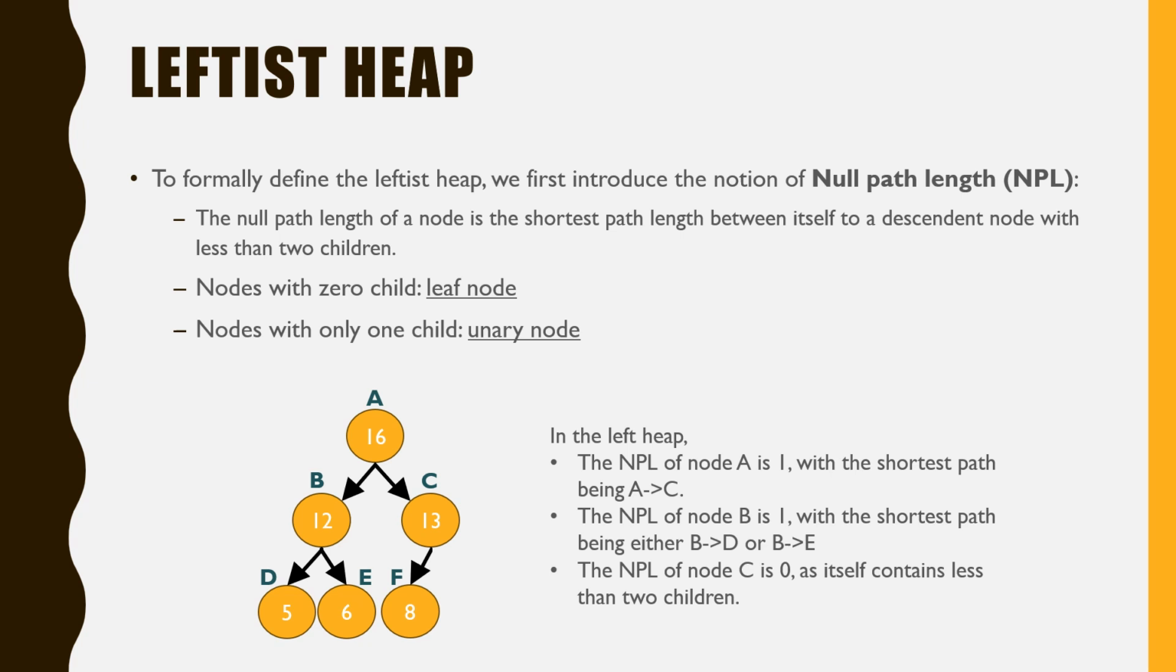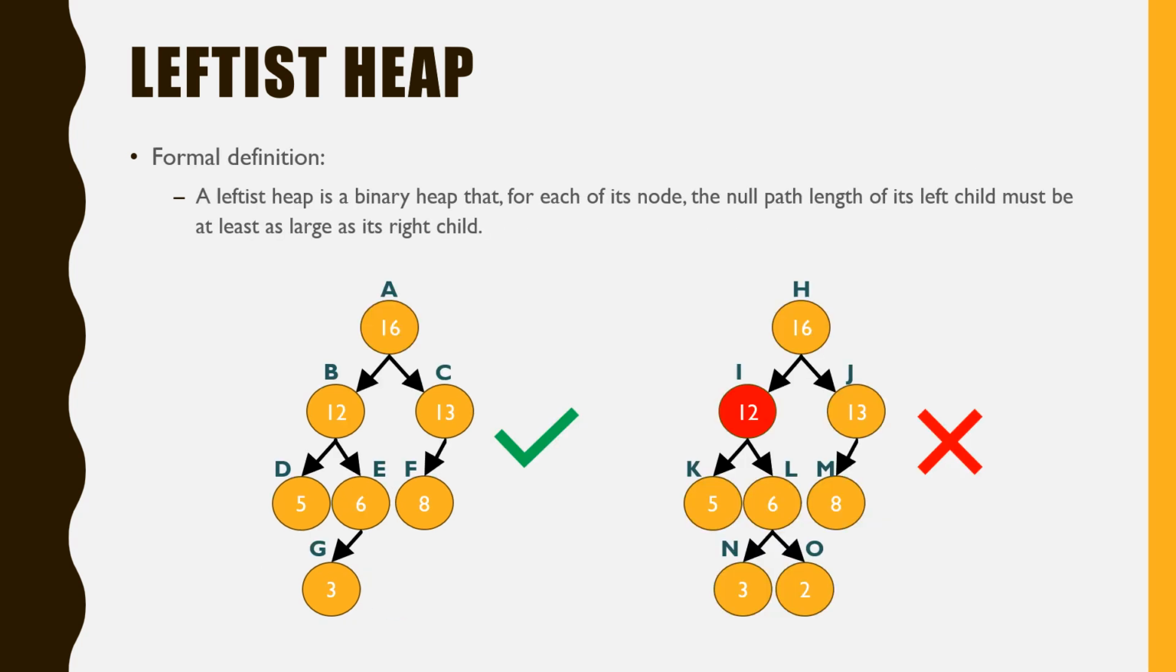Finally, the NPL of node C is 0, as it itself is a unary node. Formally, a leftist heap is a binary heap that satisfies the leftist property. For every node, the NPL of its left child is greater than or equal to the NPL of its right child.